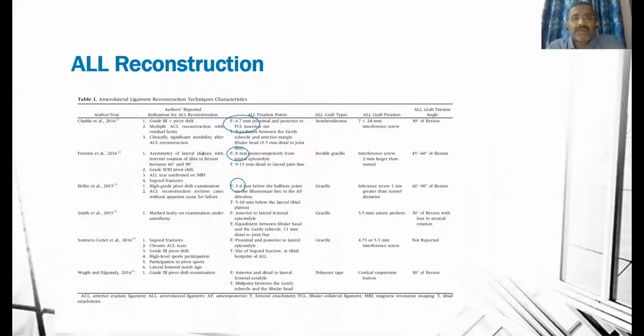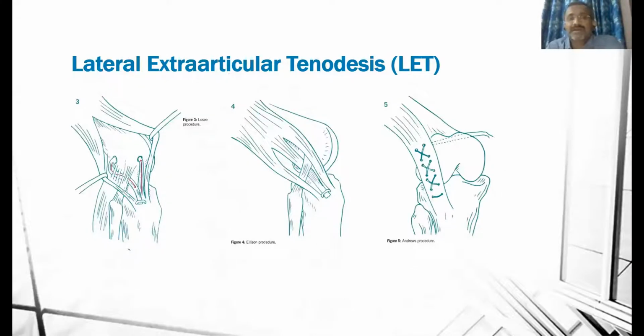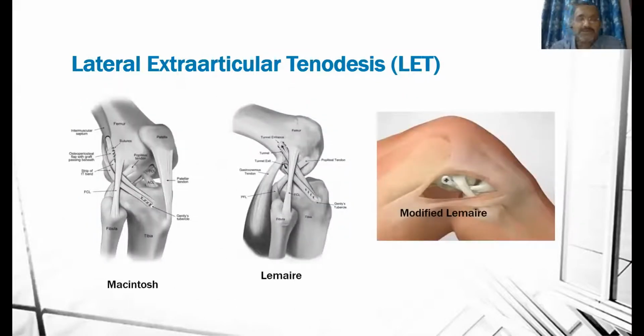Apart from doing ALL, the other reconstruction is a lateral extraarticular tenodesis. Tenodesis is not something new; it has been going on even before ACL reconstruction, when people were doing lateral extraarticular tenodesis for rotatory subluxation. Various procedures have been described: Lucy, Ellison, Andrews, McIntosh, and the Lemaire procedure, which is the original Lemaire procedure. They took a strip of the IT band. They put 2 tunnels, one just behind the attachment of the lateral head of the gastrocnemius, coming behind again and bringing it back, reattached to Gerdy's tubercle. People have modified this Lemaire, and I'll talk to you about that.